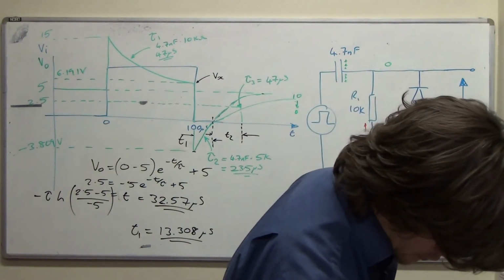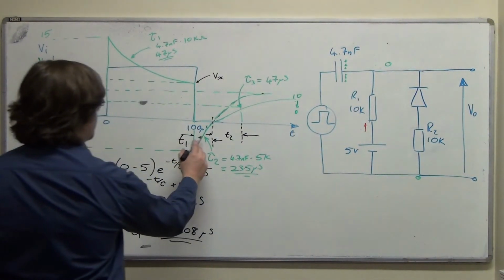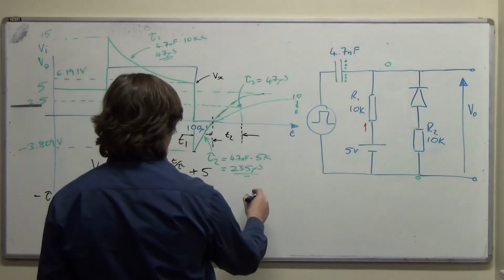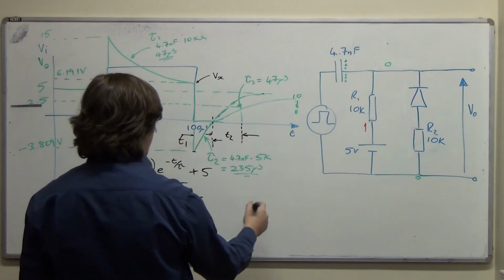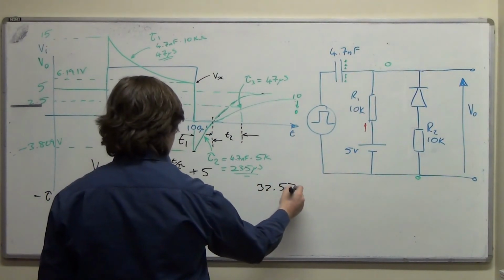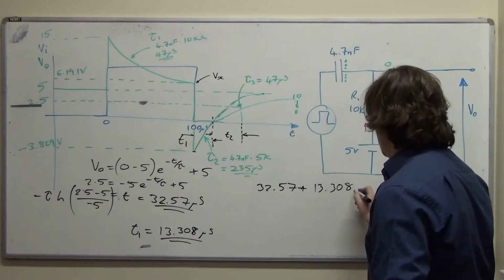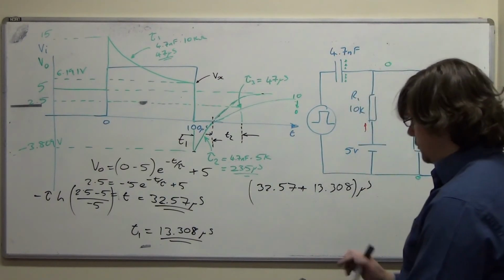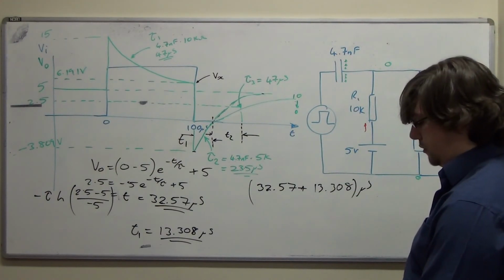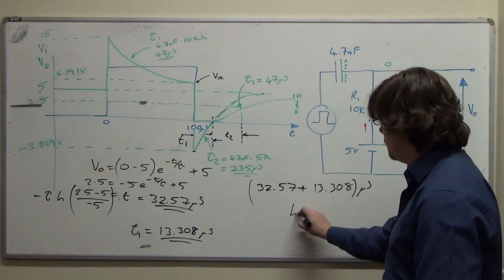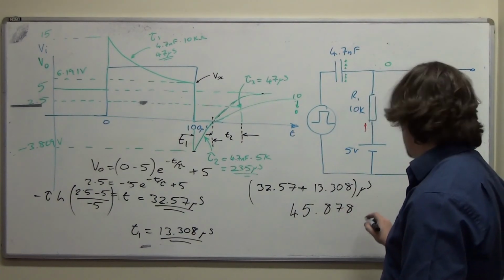Is that all we got? Yeah, it is. Excellent. Then all we have to do is sum them up, because we want this length plus that length. So the time the waveform takes to recover up to 2.5 volts is 32.57 plus 13.308, and that's all in microseconds. 32.57 plus 13.308 is 45.878 microseconds.